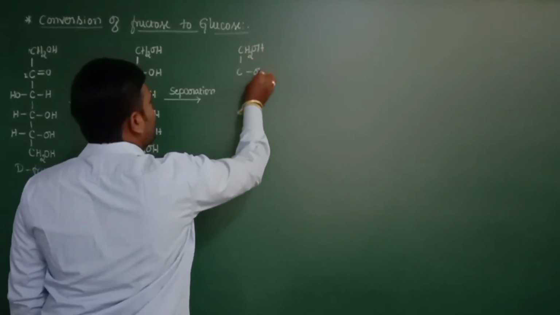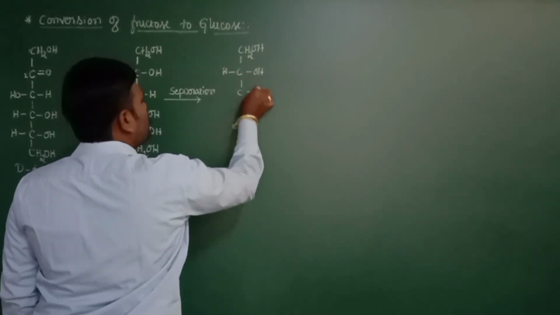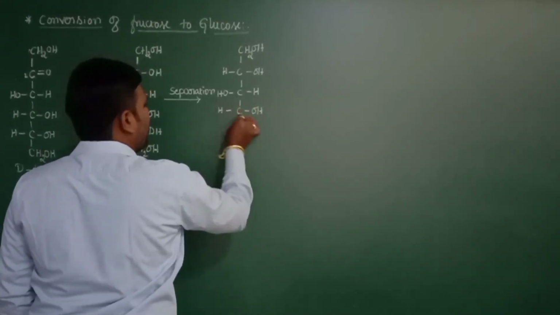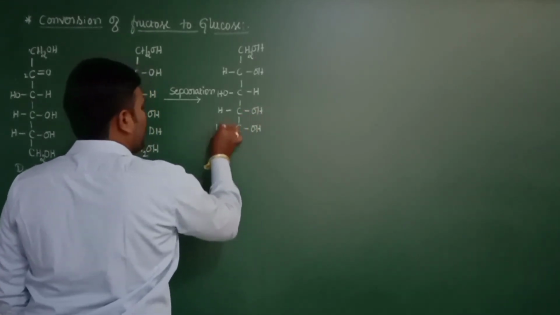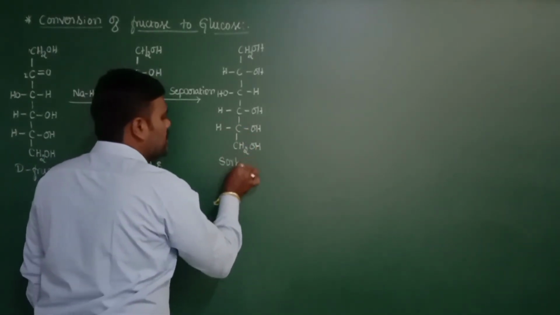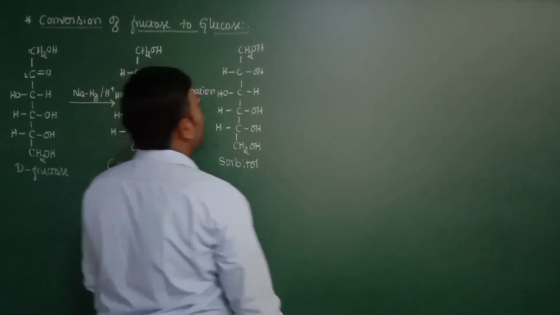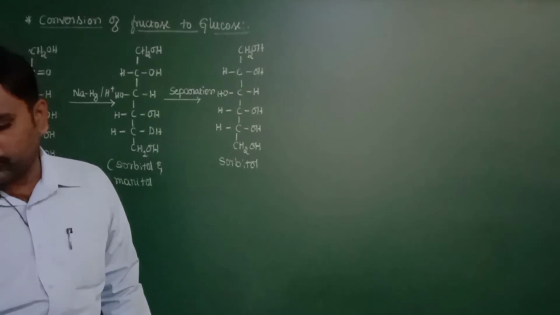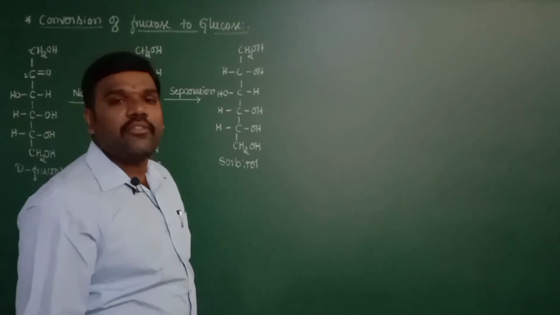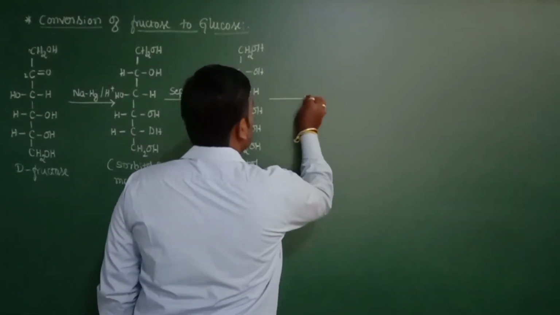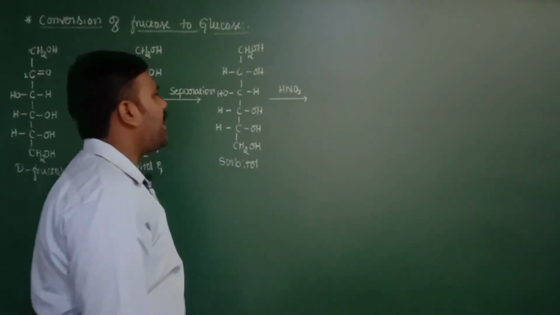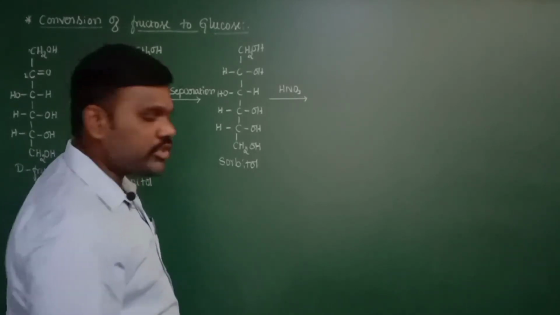So OH, H, and at third position H, OH, fourth position OH, H, fifth position OH, H, and at sixth position we will be having CH2OH, and this is our sorbitol. And this sorbitol is further subjected to the process of oxidation, and the oxidation will be done in presence of a strong oxidizing agent like concentrated nitric acid.